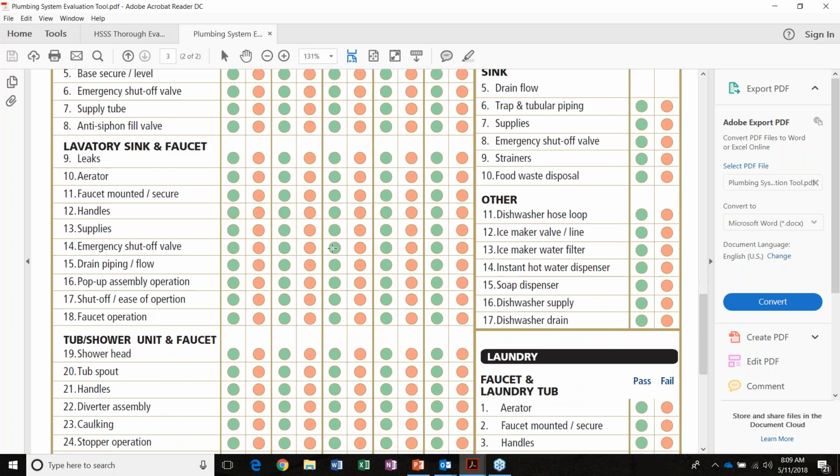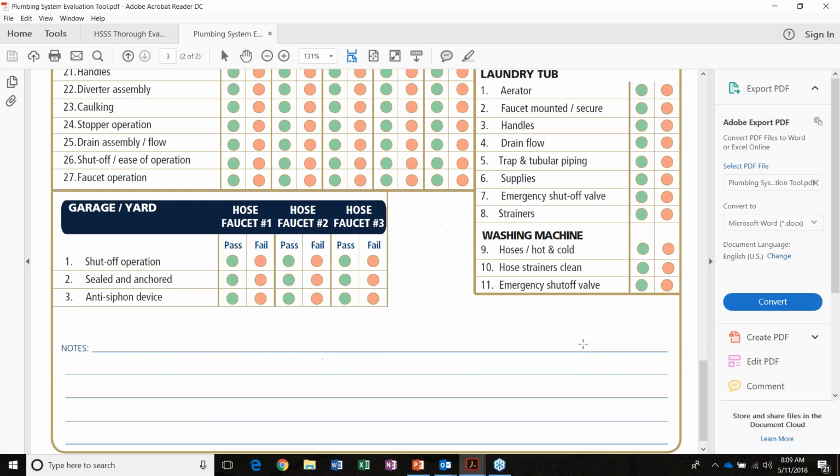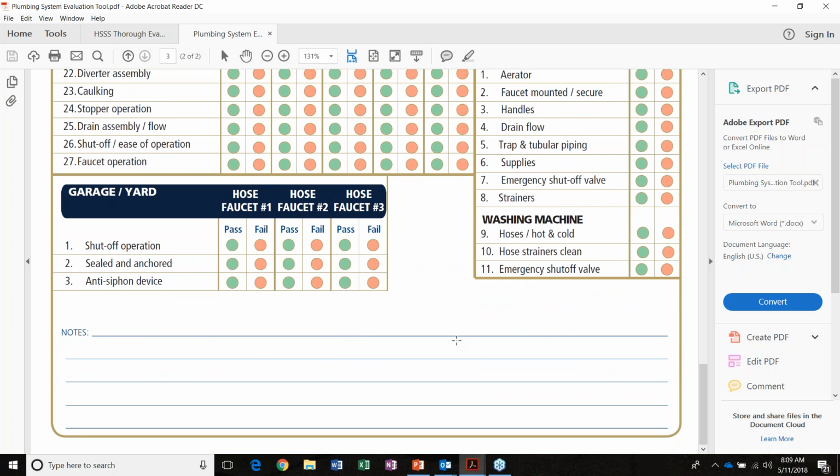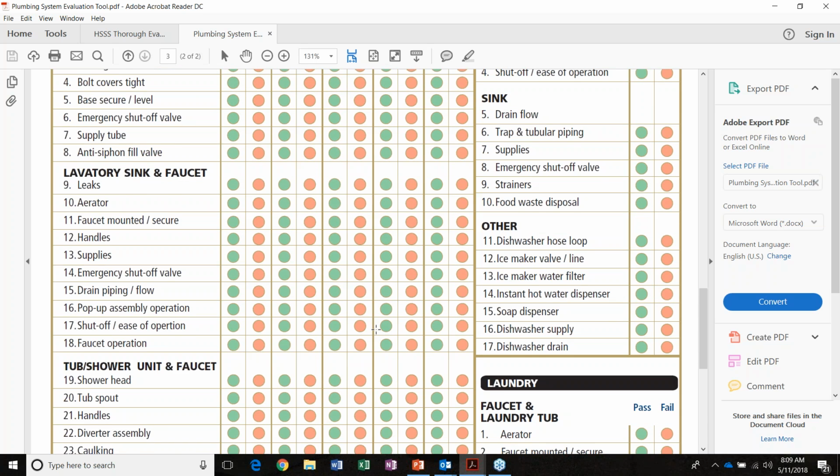And we've got kitchen areas, tub, shower, laundry, washing machine hoses. I would personally probably even put the age of the washing machine hoses in there if the customer has any idea. But we all know that that's an item that gets very overlooked, but can cause tremendous property damage. So these are all really important points. And then you've got some blank spaces on the very bottom for notes. Okay, any questions so far?